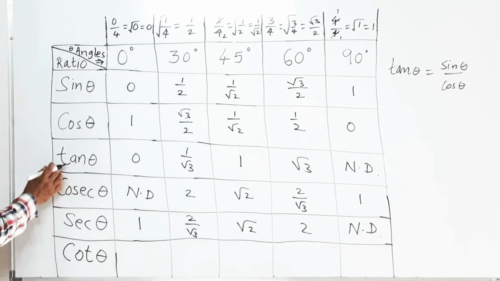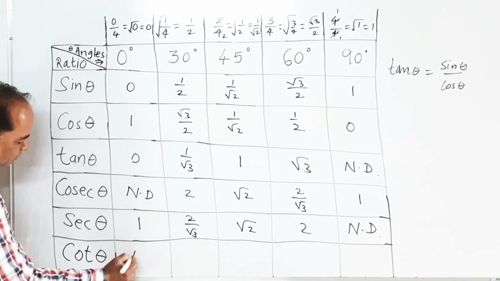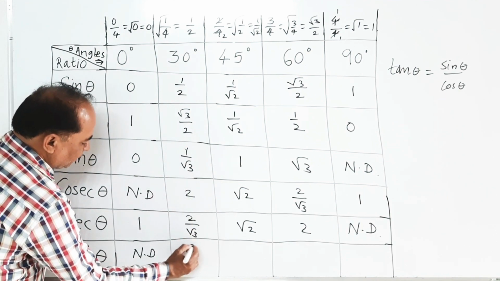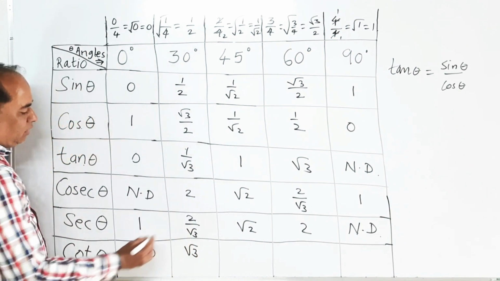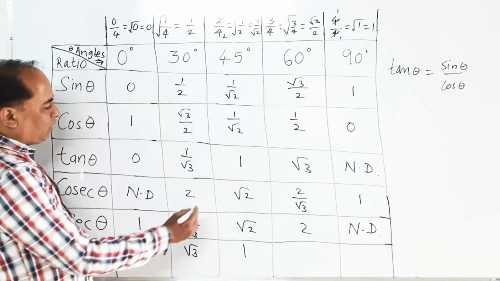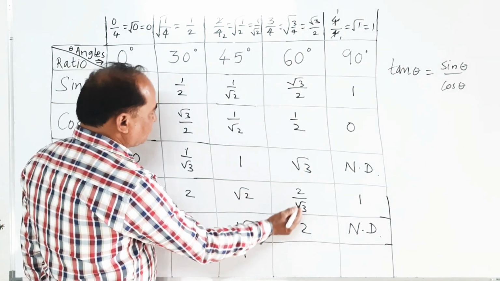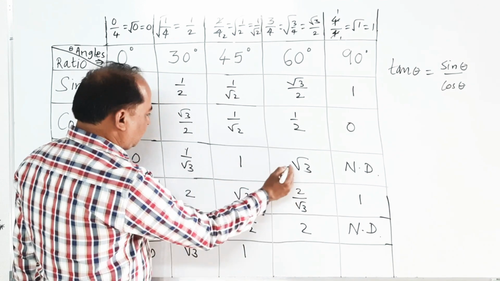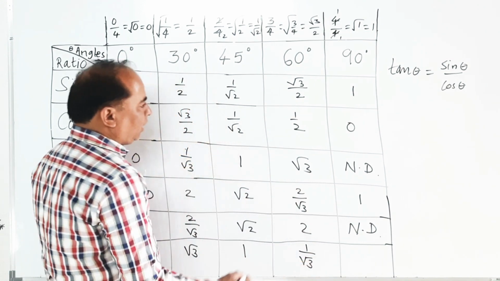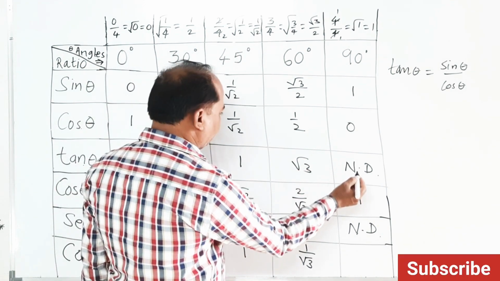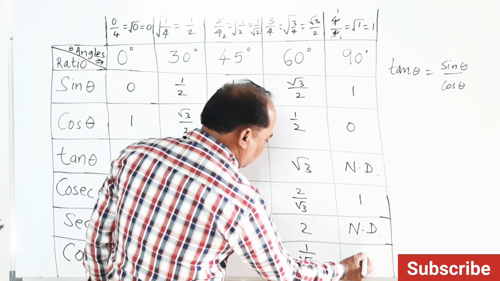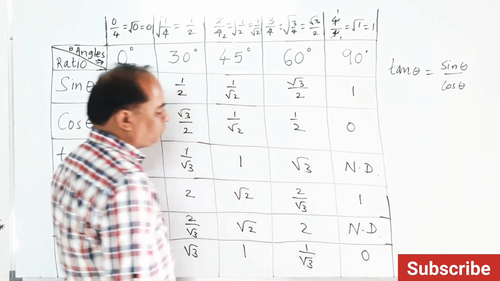Now cot is the inverse of tan. The inverse of 0 is not defined. Then the inverse of 1 upon root 3 is root 3, the inverse of 1 is 1, so cot 45 is 1. Then cot 60 degree, the inverse of root 3, is 1 upon root 3. And last is the inverse of not defined, that is tan 90 is not defined, so cot 90 is 0.